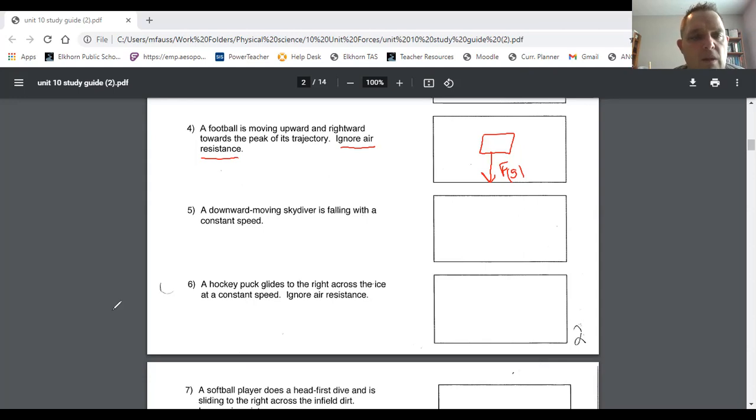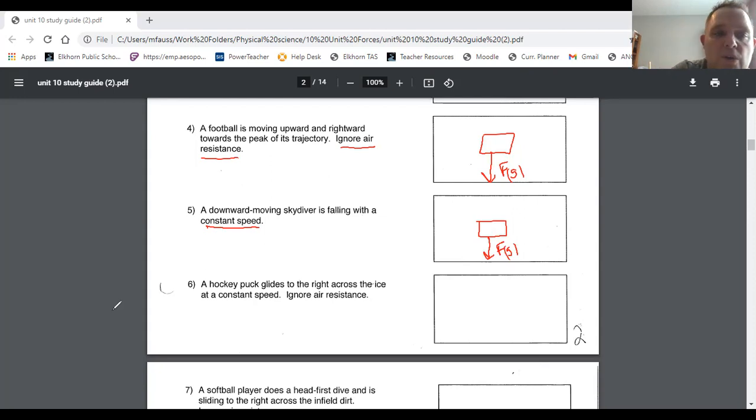Number 5, a downward moving skydiver is falling at constant velocity. Now that word is pretty important right there, constant velocity. And we're moving downward. Again, we can draw our box, that's our skydiver. And what force do we always have? You got it. We got the force of gravity.